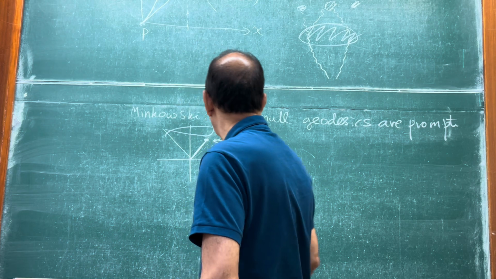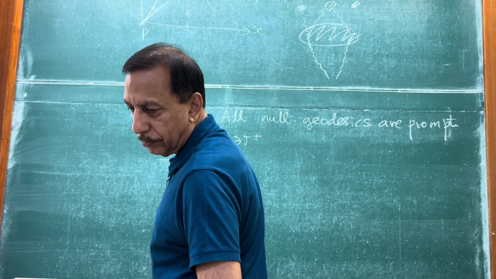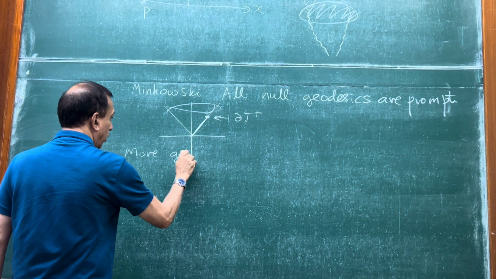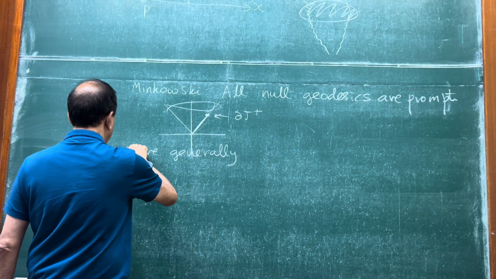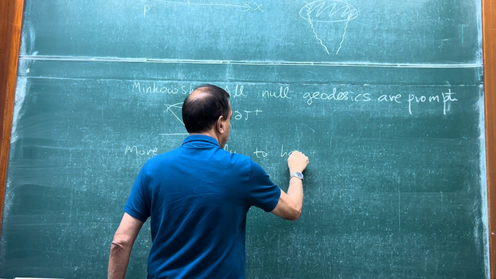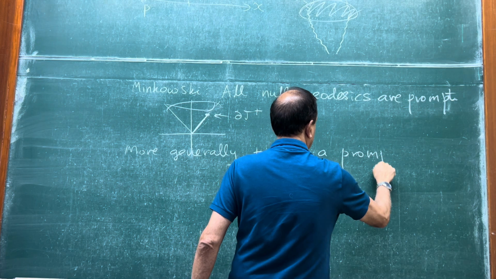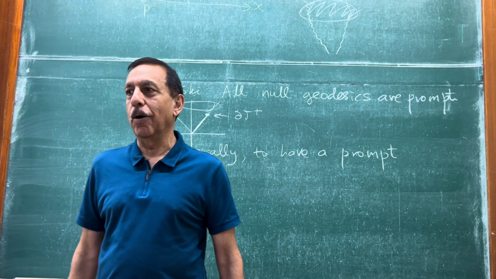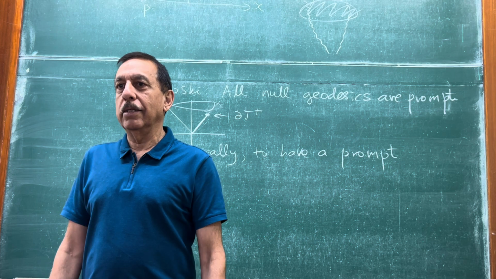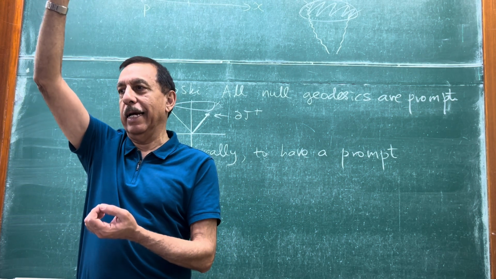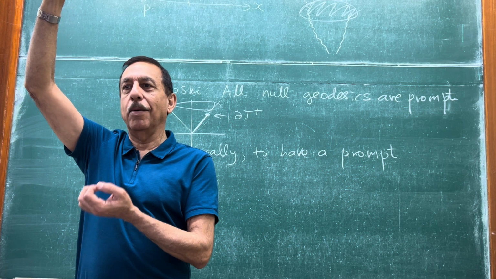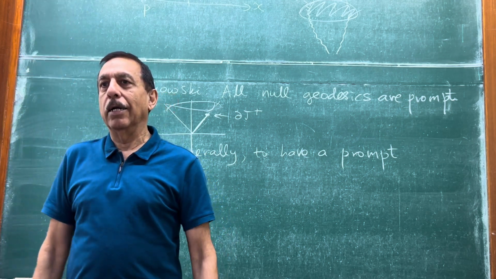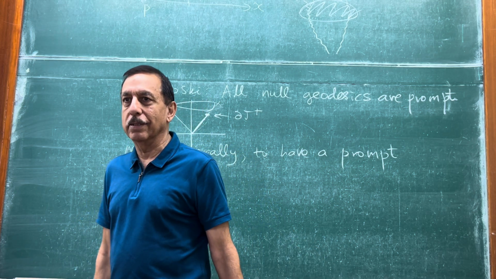In fact, more generally, to have a prompt path for even one, so there could be situations where there's no prompt path. I'll give you a simple example where there's no prompt path, or it's almost trivial. Let's take P and Q to be just time-like separated only in time. Then if I do nothing, I'm already at that place much before the path which goes from P to Q, and so there's no concept of promptness really, it's just trivial.